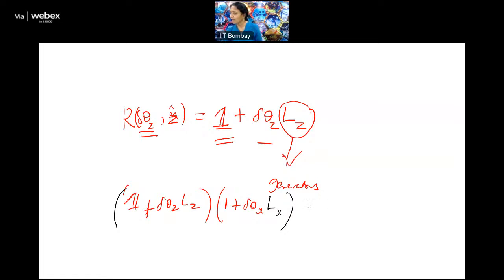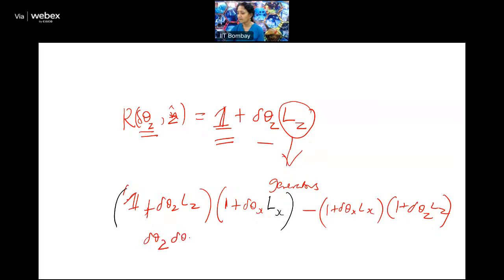And we want to subtract out the other option, that 1 plus delta theta x Lx. If you do that, then what will you get? You will get terms which are linear, all cancelling, identity will all cancel. You'll be left with delta theta z, delta theta x.